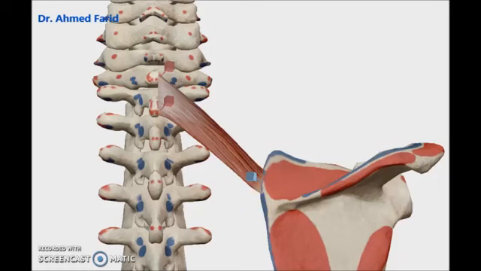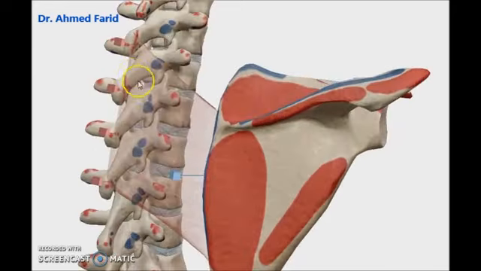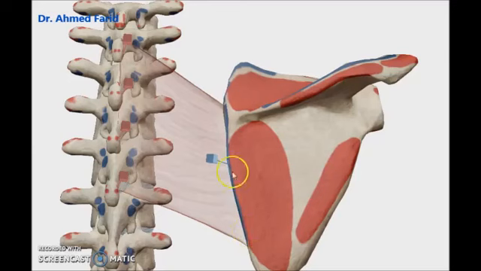What about the other muscle, which is rhomboides major? It will take origin from the following 4 thoracic vertebrae, namely 2nd, 3rd, 4th, and 5th thoracic vertebral spines, and will be inserted into the medial border of the scapula below the level of the spine.